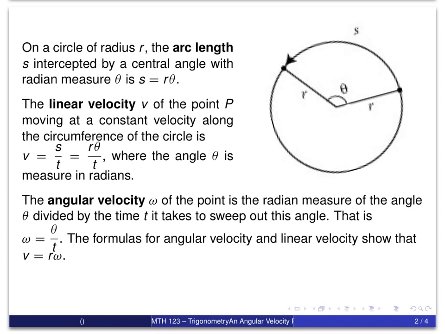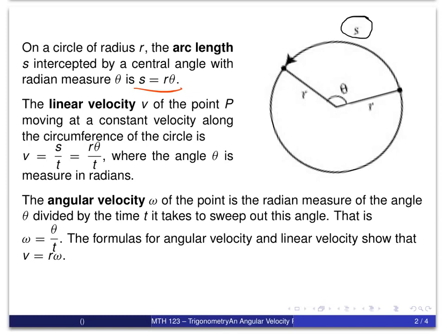The diagram there in the upper right shows the picture where we have something that we call the arc length, which is designated by S, on a circumference of a circle of radius r. The angle theta is the central angle that intercepts the arc that we have there. And these are related by the formula S equals r theta.